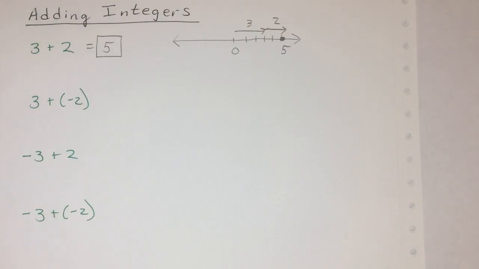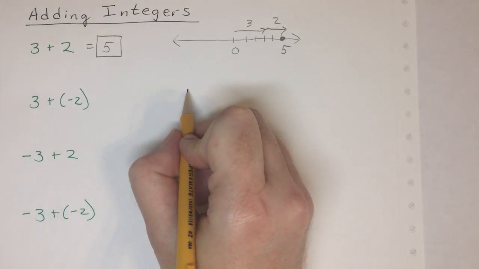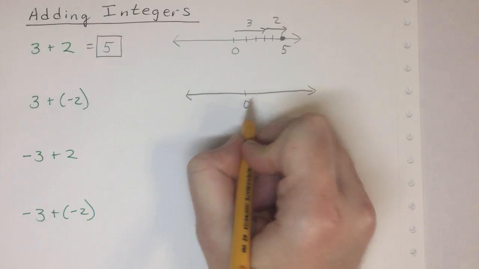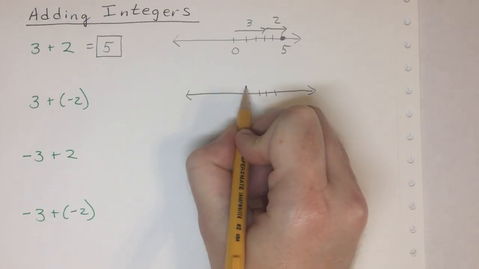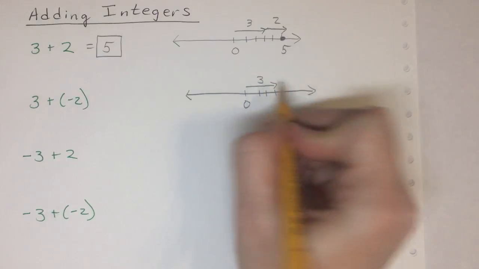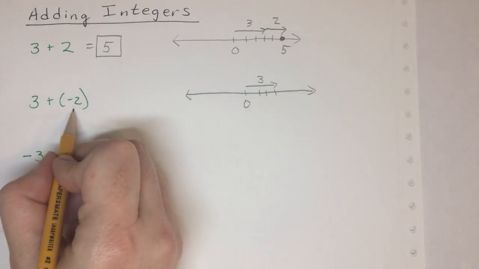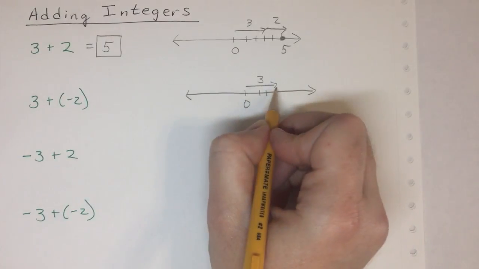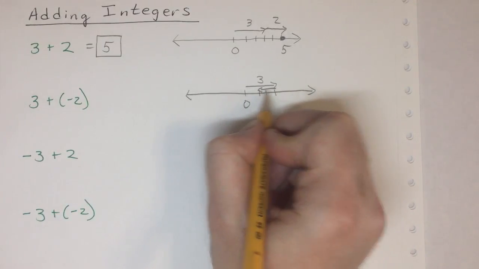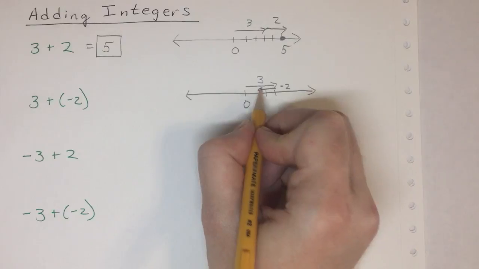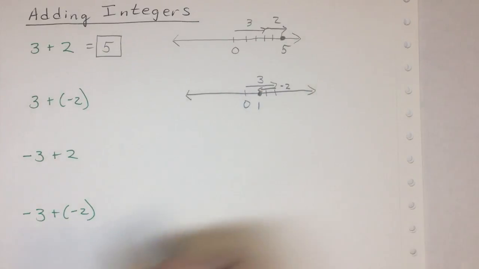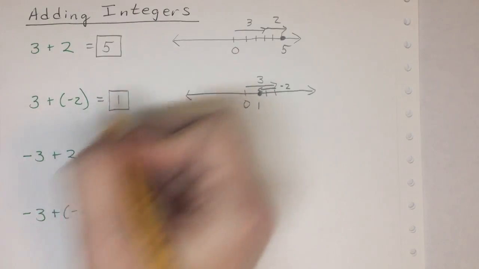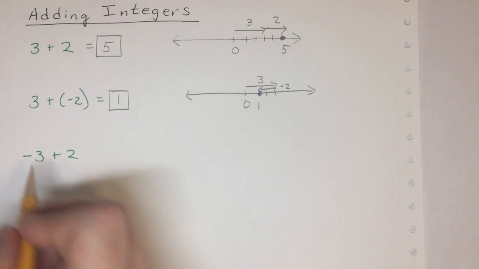If I'm dealing with negative numbers, 3 plus negative 2, well, just like before, I'll start at 0, I'll go 3, but now I need to add a negative 2. So with signed numbers, that's going to have direction as well. So my negative 2 is going to have me go back 2, and I will end at positive 1. So 3 plus negative 2 is 1.